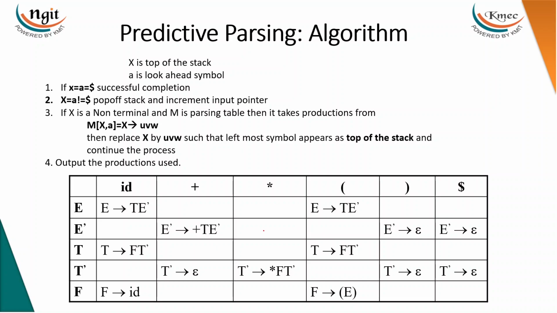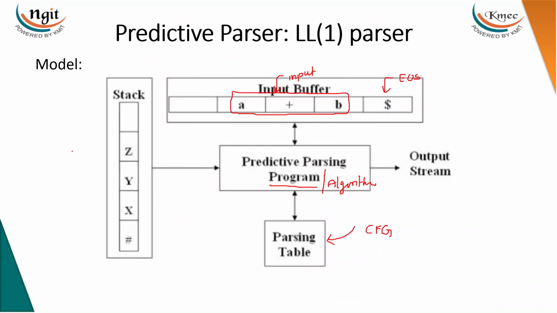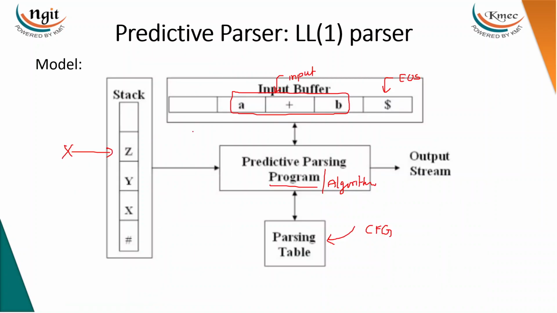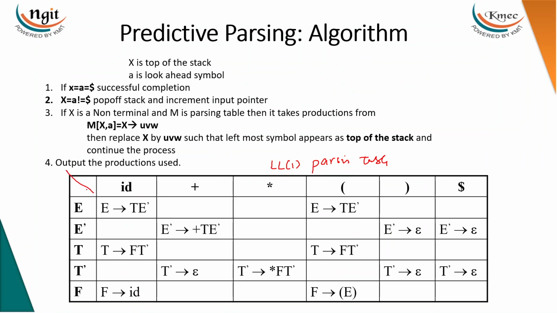But assume that the grammar is represented as an LL1 parsing table, already constructed. Then X is the top of the stack, whatever it is, denoted with X. And A is the lookahead symbol, whatever symbol we are taking. This is M of X comma A, where X denotes the row and A denotes the column.